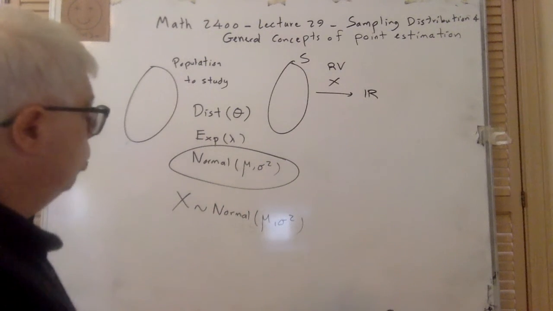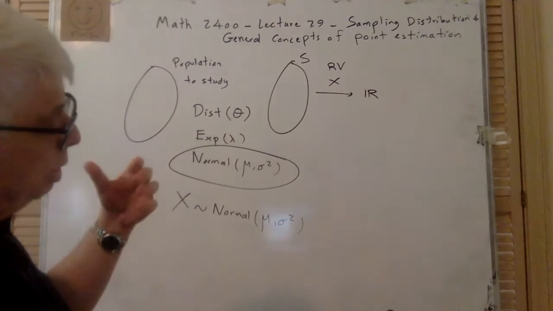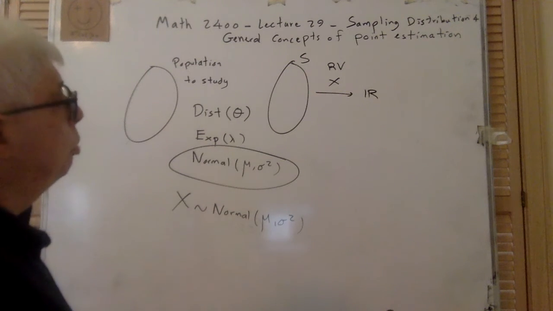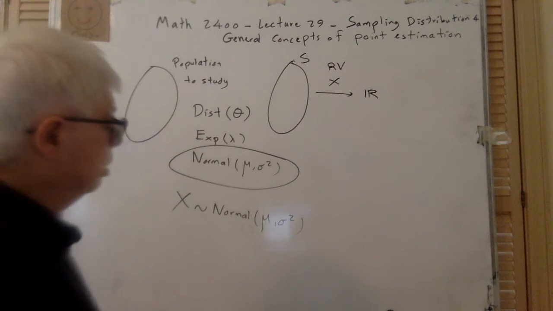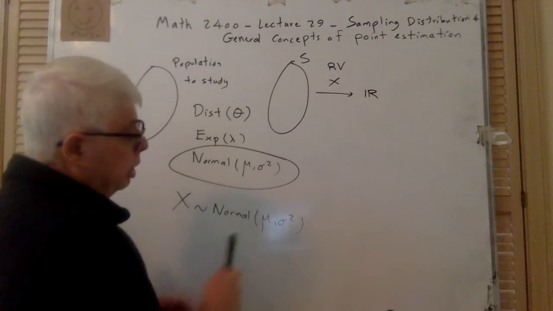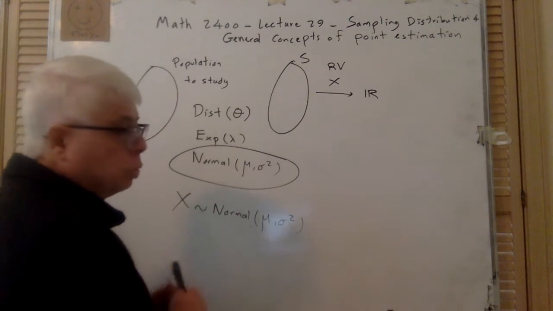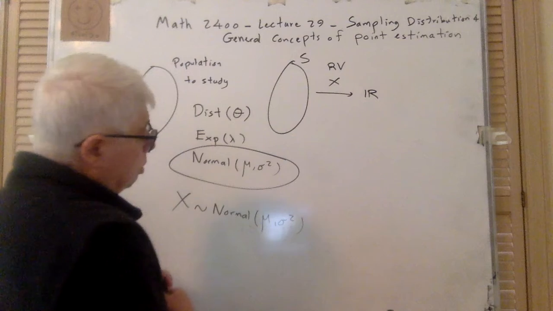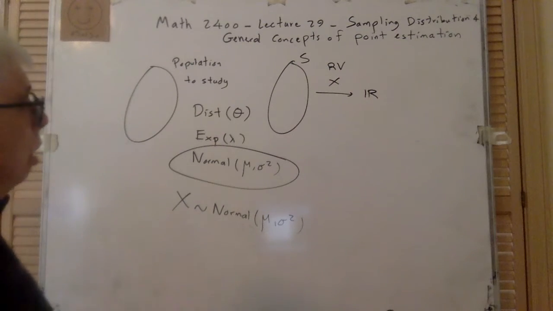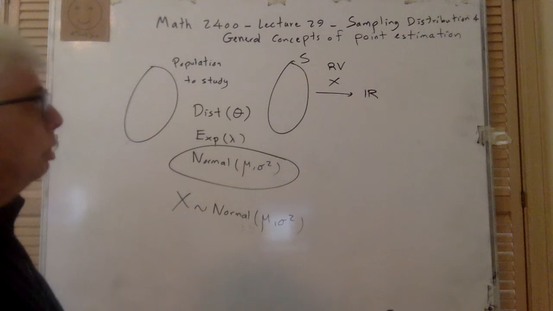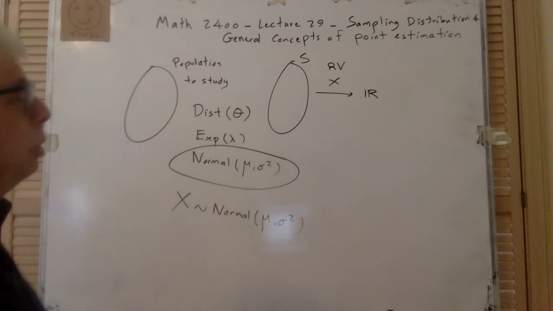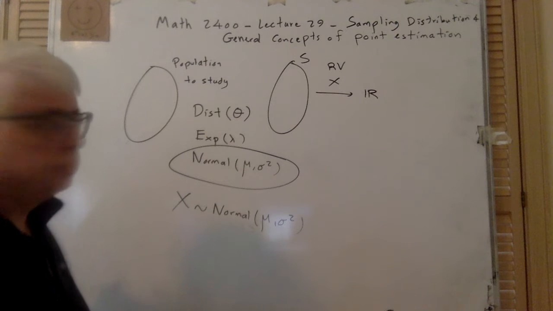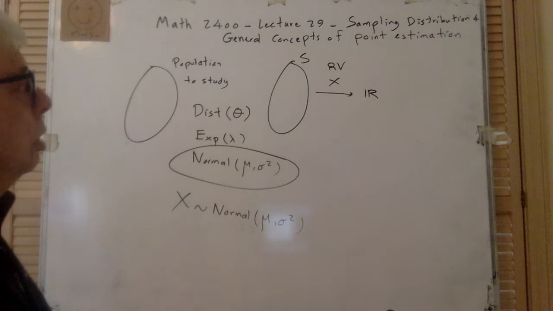So the way that we approach it here, that's point estimation, is to somehow estimate this one or this one or both of them. But how? One way is saying, okay, now we choose a sample of some certain size n from this population, and study that sample.